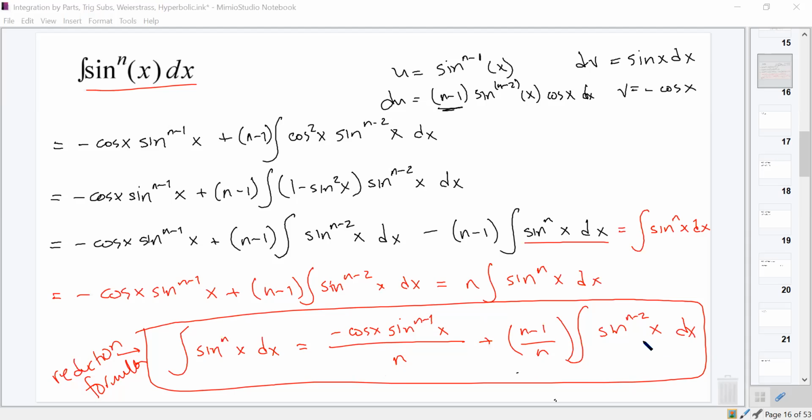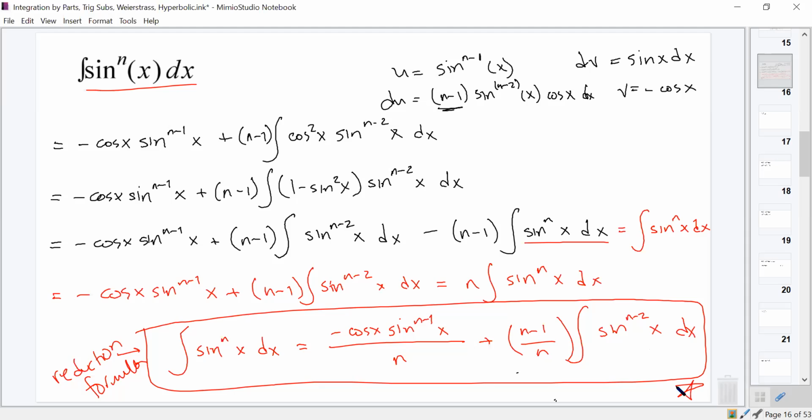and it'll drop me down to something that is sine to the 6th, and then it'll drop me down to something that is sine to the 4th. Then I'll do it again, and I'll be down to sine to the 2nd. I can do it again to get down to sine to the 0, which is just 1, and just integrate the 1 at the end and be done. So you can apply this formula over and over as many times as you need to reduce something down to an easy power to integrate.